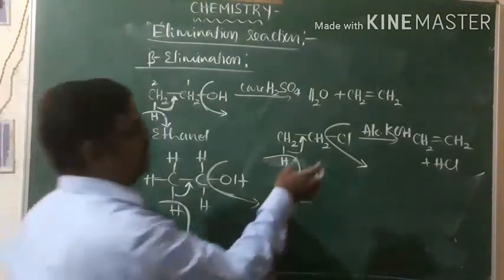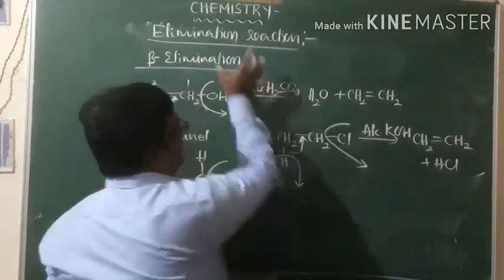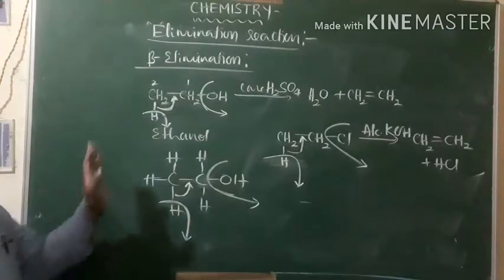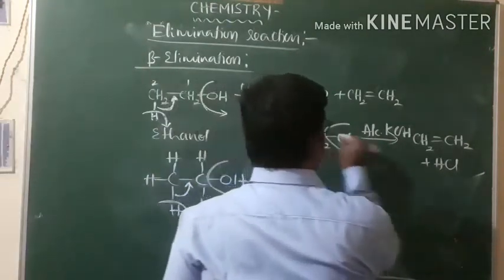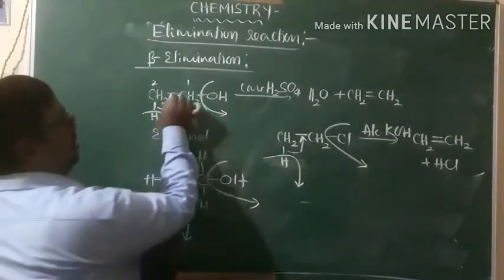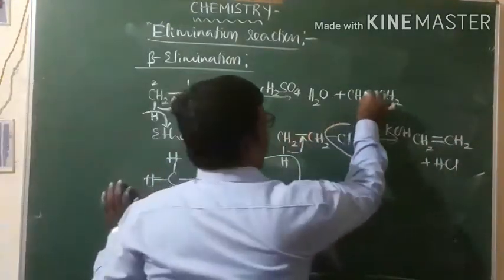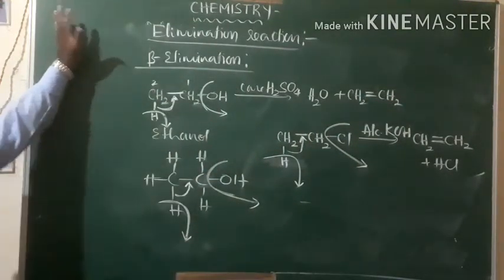Here also you removed atoms or groups from the adjacent carbon atom, that's why it is called beta elimination reaction. Observe that a carbon to carbon single bond is converted into a carbon to carbon double bond. This is what we call a beta elimination reaction.